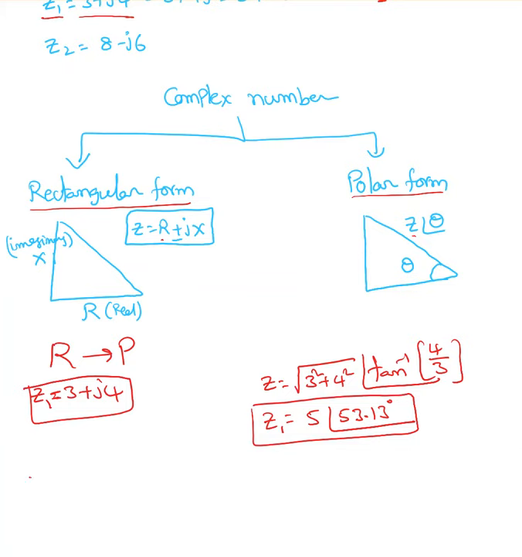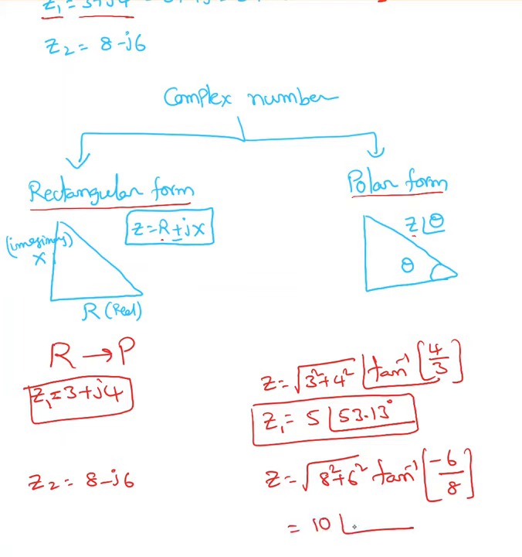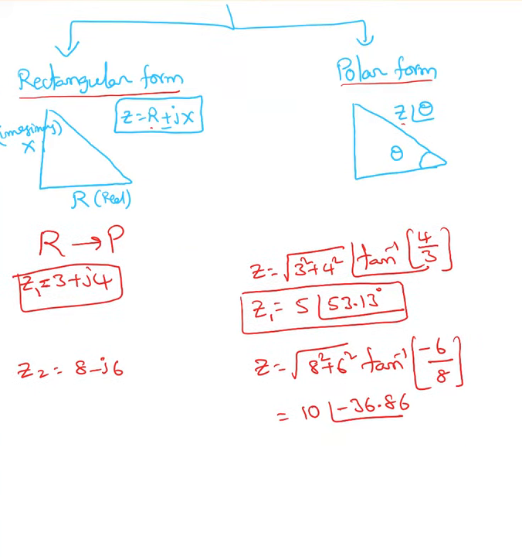Now in the same way, z2 equal to 8 minus j6. So the magnitude will be square root of 8 square plus 6 square, and the angle is tan inverse of imaginary, which is minus 6, over real, which is 8. So I'll end up with 10 at an angle of minus 36.86. All I did here was use the Pythagoras theorem, if you remember that.